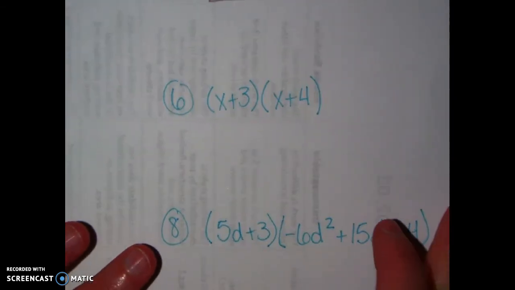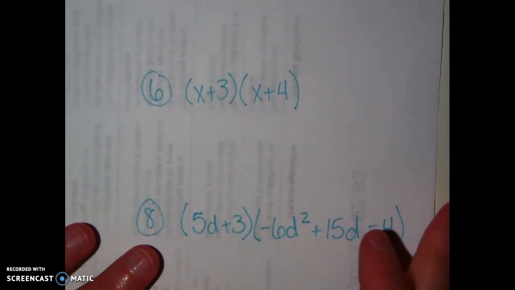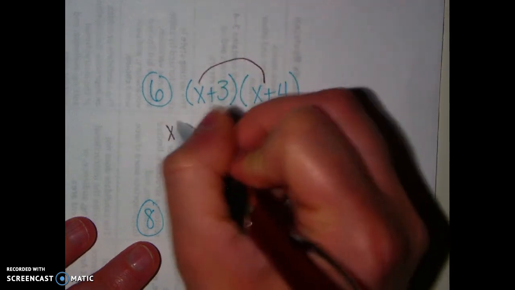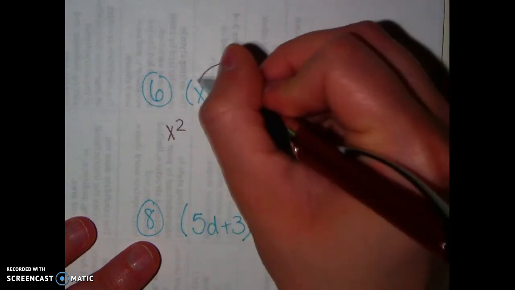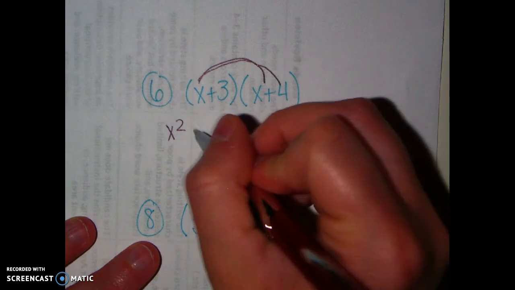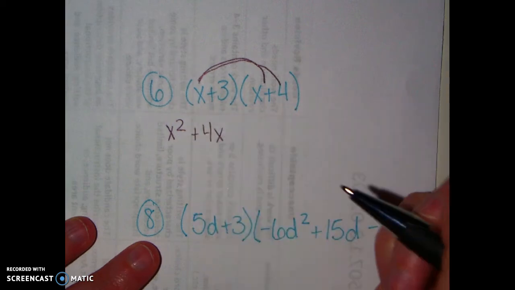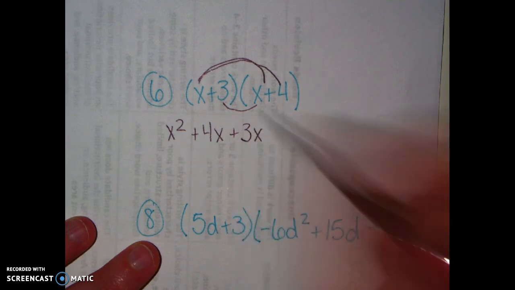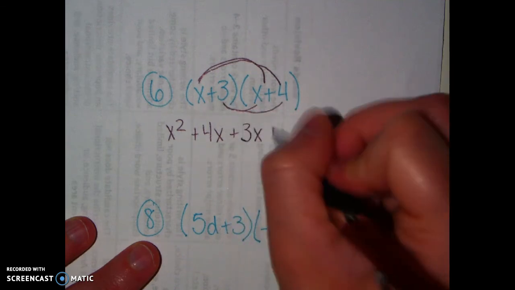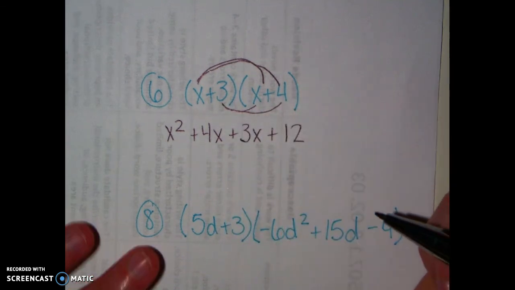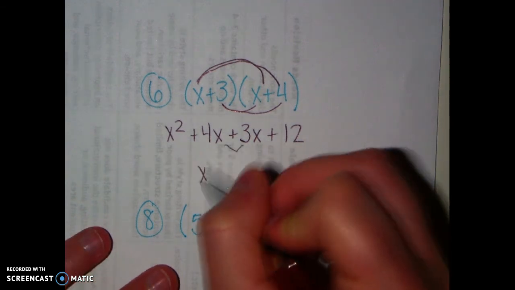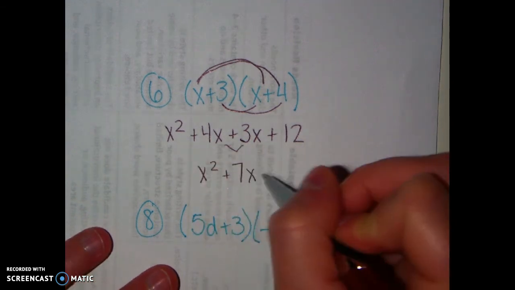Okay, well, let's look at the next one. This is where you're going to have to distribute 2 different things. So you're first going to have to do x times x, which is x squared. Then you do x times that 4, which is a positive 4x. Then 3 times x is 3x. 3 times 4 is 12. Combine any like terms, which are usually going to be your middle terms. So this is x squared plus 7x plus 12.